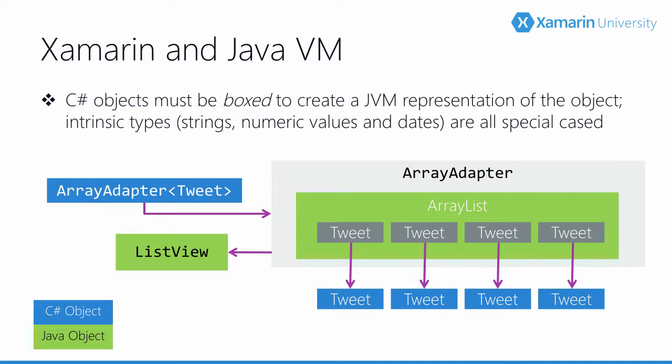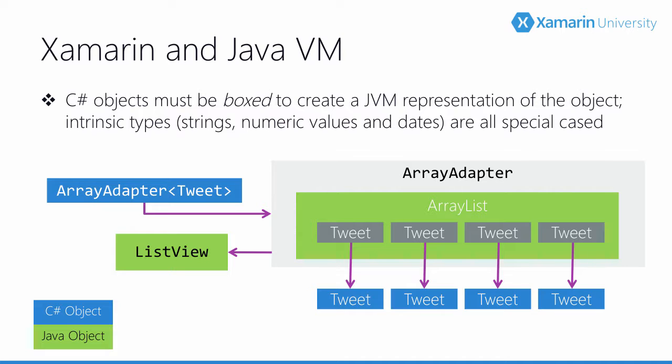Those pointers point to tweet objects that are really just little Java objects that were created to represent the tweets that we're holding in the array adapter. And the reality is, what's going to happen here is the system is going to have to essentially box all of our objects that we're passing into array adapter and create little mini representations of them that are pointers to the real managed objects on the Xamarin side to represent them. Right? And it's just going to pull strings out of them.